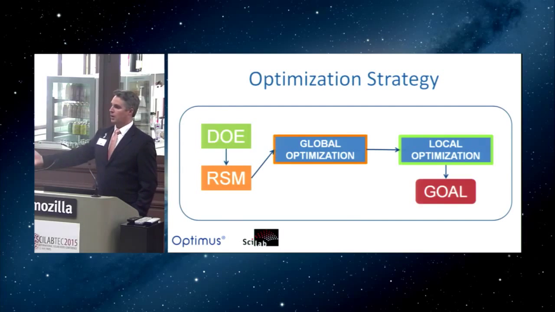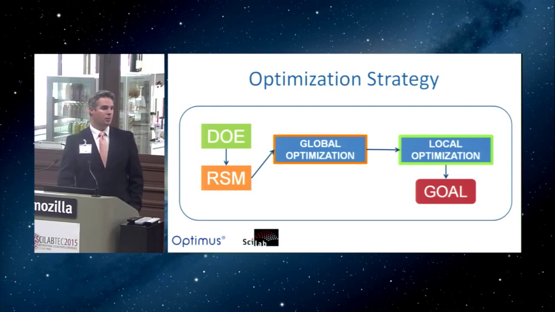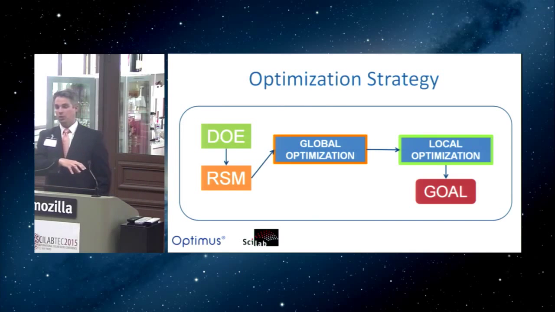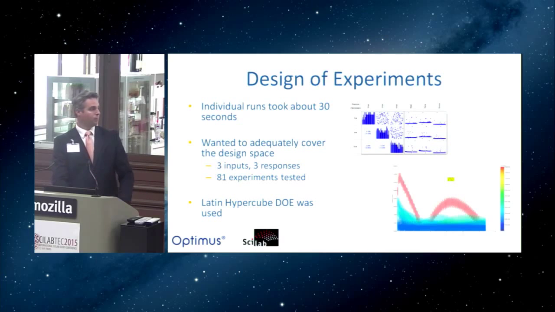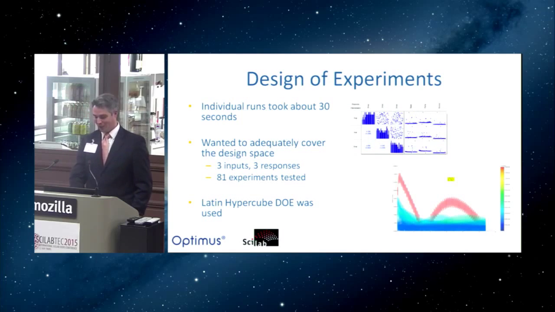Now, we said that just running and picking the best one wasn't an optimization. This is the strategy that we use. We do the design of experiments first, then we create a surrogate model or a response surface model based off of that DOE. We do the global optimization, which requires many hundred experiments, but we run that on the response surface model, so it's done instantaneously. We then, after we take that result, run a local optimization and arrive at our goal. And I think we're running a little short on time here, so we'll burn through this quickly.